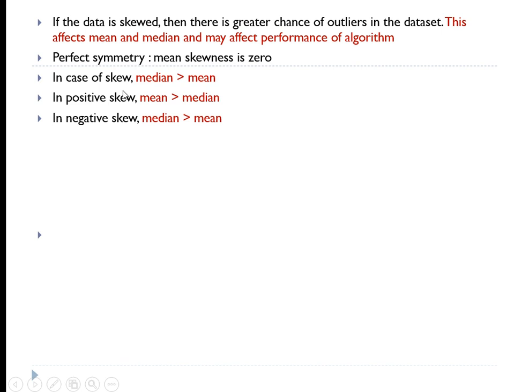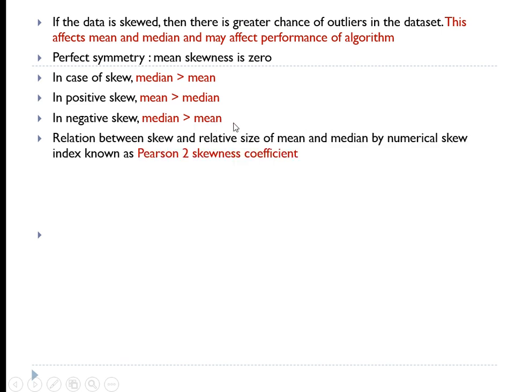So in case of a skew, normally when there is a skew in your data, median will not be equal to mean. In a positive skew, mean will be much more compared to the median, and in a negative skew, median will be much more compared to the mean. So there's a relationship between skew and mean and median, which is represented by the Pearson 2 skewness coefficient. This is the formula, where the relation between skewness and the relative size of mean and median is represented.